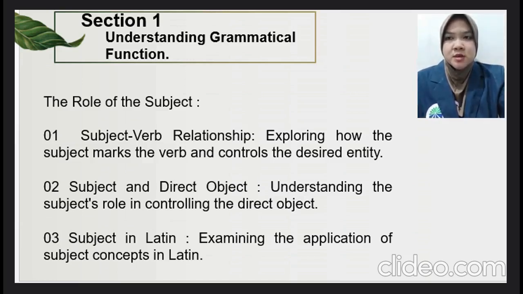And number 3, subject in Latin. Examining the application of the subject concept in Latin. Example: in Latin, the sentence "Paula cantat" translates to "the girl sings" in English. Here, Paula, girl, is the subject and cantat, sings, is the verb. The subject-verb relationship remains a crucial aspect of sentence construction in Latin.